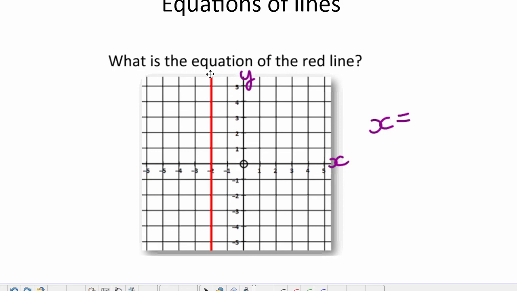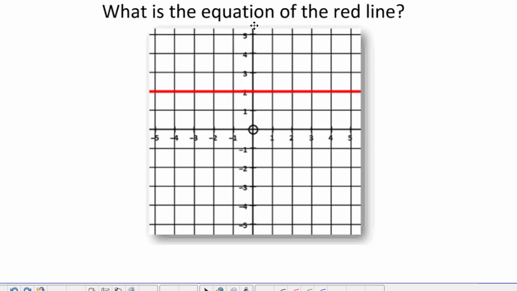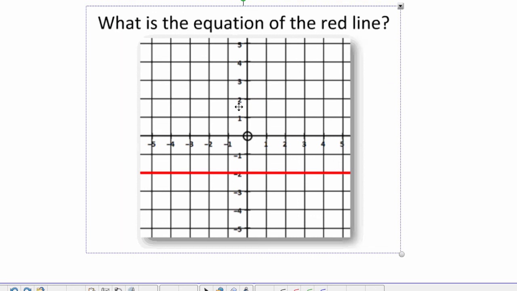So we can see that this line is going through the x-axis, and it's going at the number minus 2. So the name of this line is x equals minus 2. This line, remember we'll put y here and x here. So it's going through the y-axis. So y equals, and it's going through it at 2. So y equals 2. This one, again, it's going through the y-axis. So it's y equals, and it's going through the y-axis at minus 2.